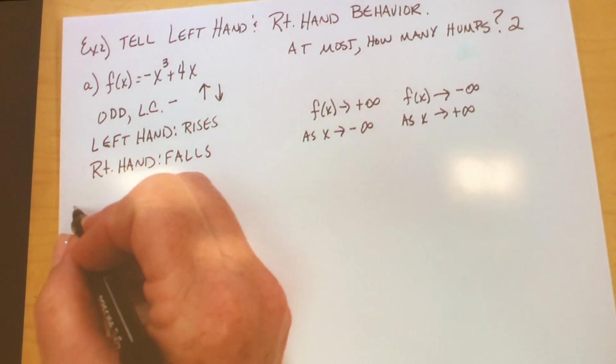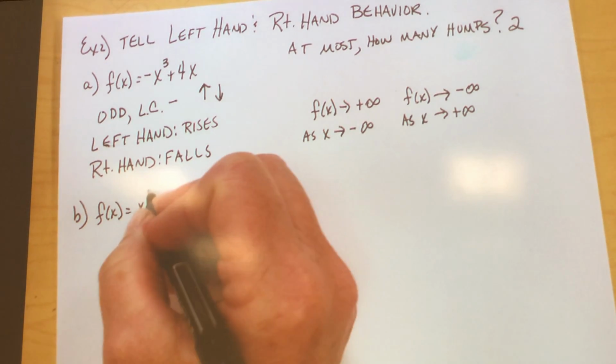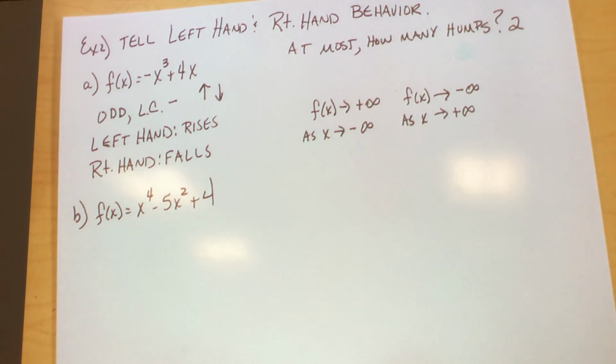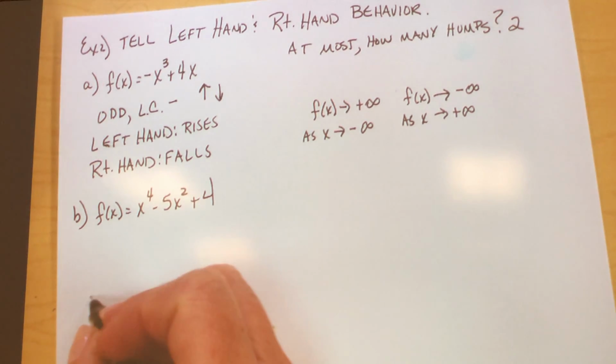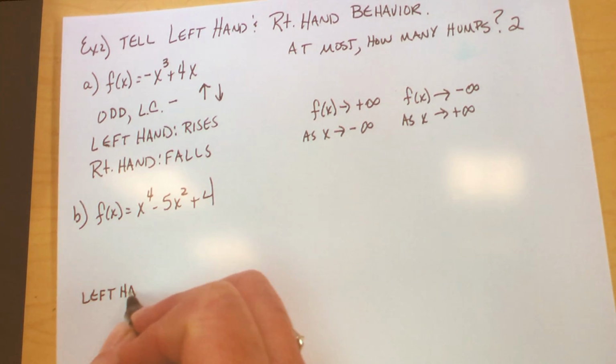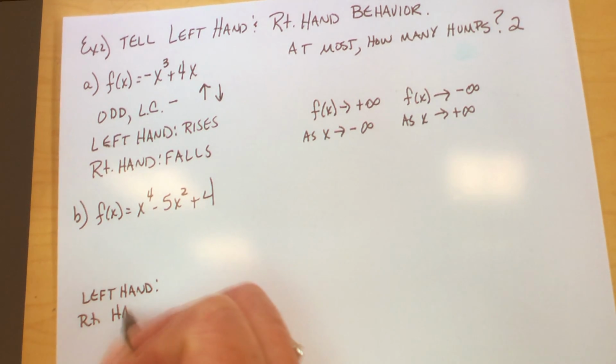Here's the next one. B, f of x is equal to x to the fourth minus 5x squared plus 4. Here's what I'm gonna wanna know. Left hand behavior. Right hand behavior.